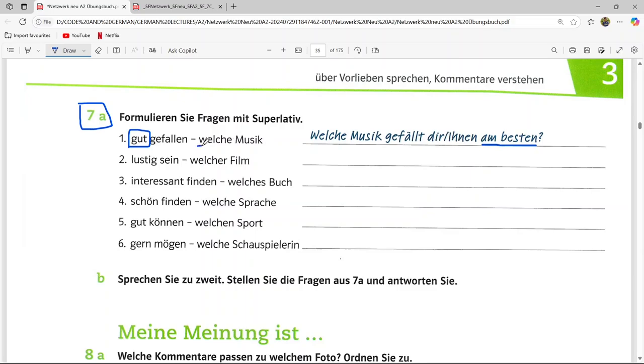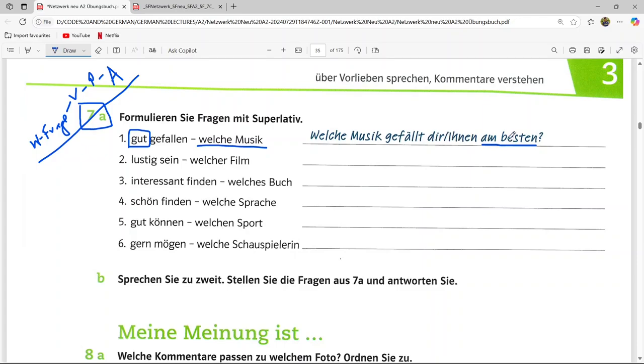Now we have to formulate the Fragen, the questions. So we have to start with the W-Frage. Then the verb. Then the preposition. And last the adjective. Welche Musik? So W-Frage. Gefällt, verb, preposition, dir oder Ihnen, and then the superlative form of the adjective.